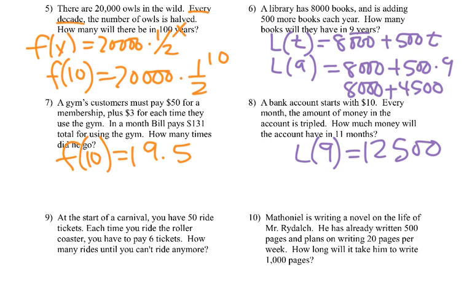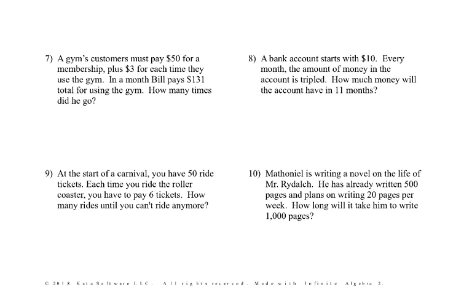All right, so number 7, gym's customers must pay $50 for a membership, plus $3 for each time they use the gym. In a month, Bill pays $131 total for using the gym. How many times did he go? So we're given the output again of what it cost. So we go f of x. Let's actually go G for gym, C for cost, maybe?